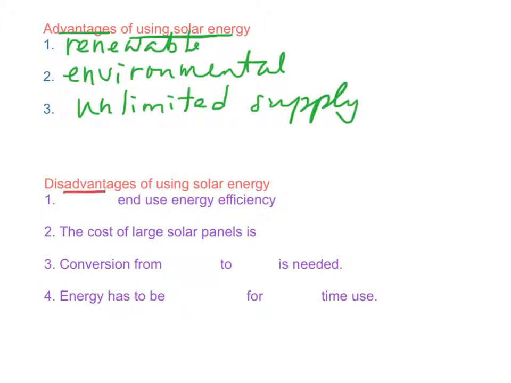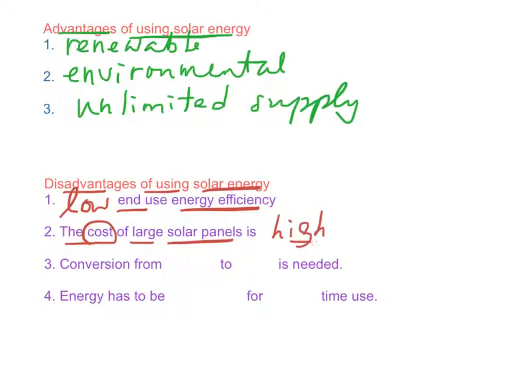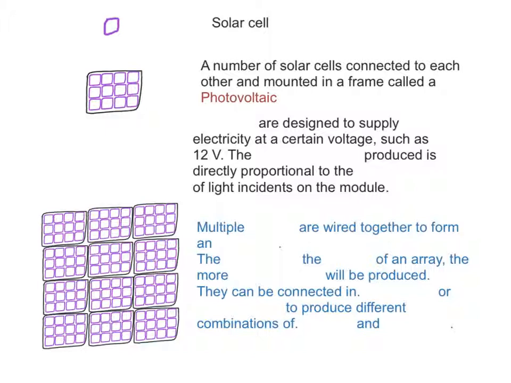The disadvantage of using solar cells or solar energy is low end-use energy efficiency, and the cost of large solar panels is high, and conversion from DC to AC is needed. The energy has to be stored for later use. For a solar cell, the voltage is very small.